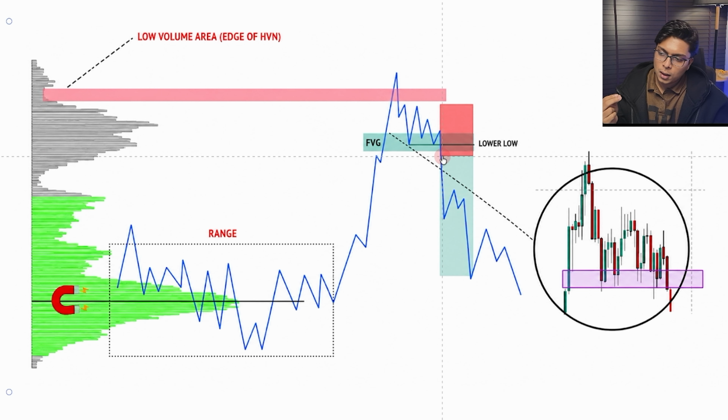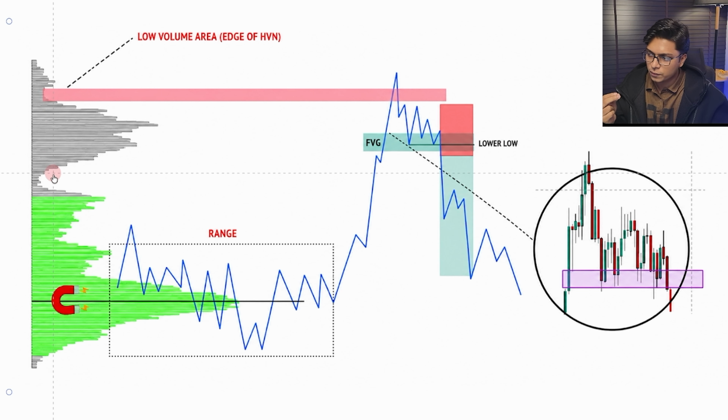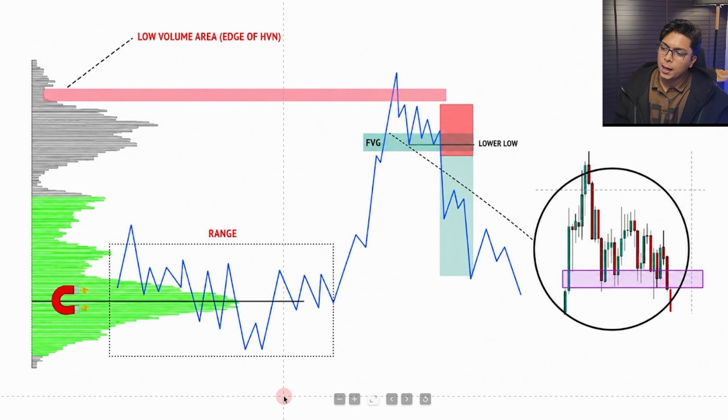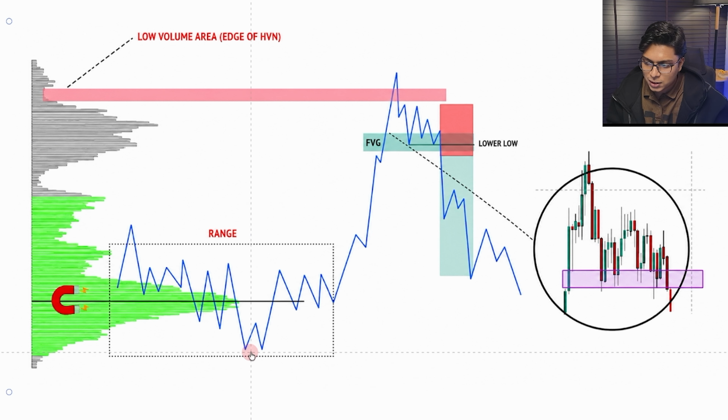Then price aggressively came in because we have this low volume area, retraced back, rejected from this LVN, or you can say the edge of the HVN, and then continued lower, and the point of control of this high volume node acted as a magnet. But you might be thinking why I didn't put my stop loss at this double bottom.